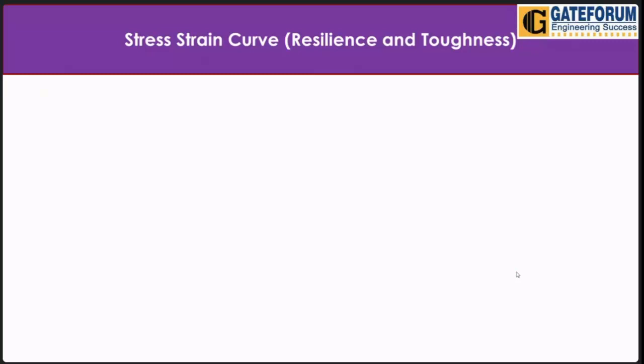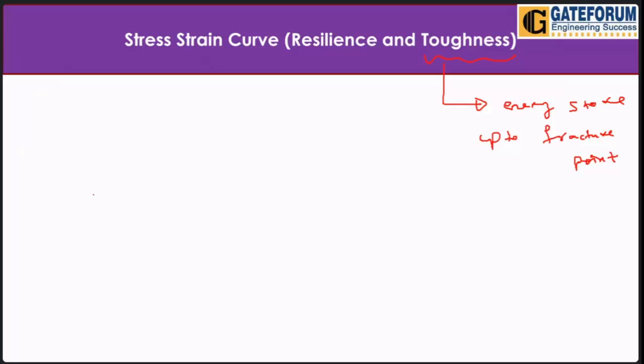And what about toughness? Toughness is very simple. Toughness is basically the energy stored up to the fracture point. The other definition of toughness is the ability of a material to resist impact load.